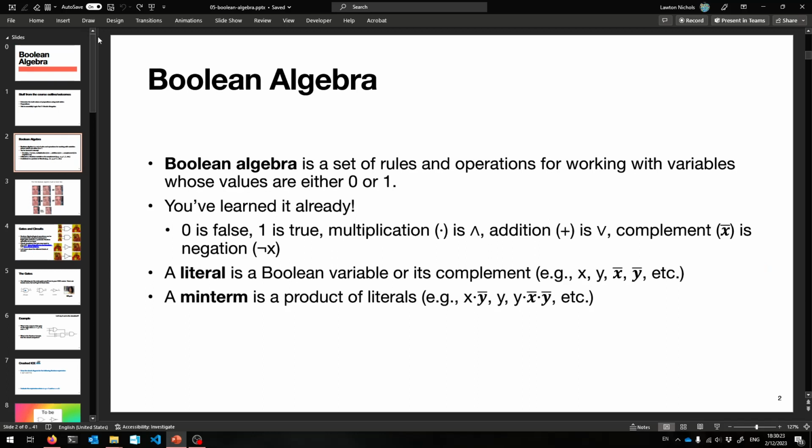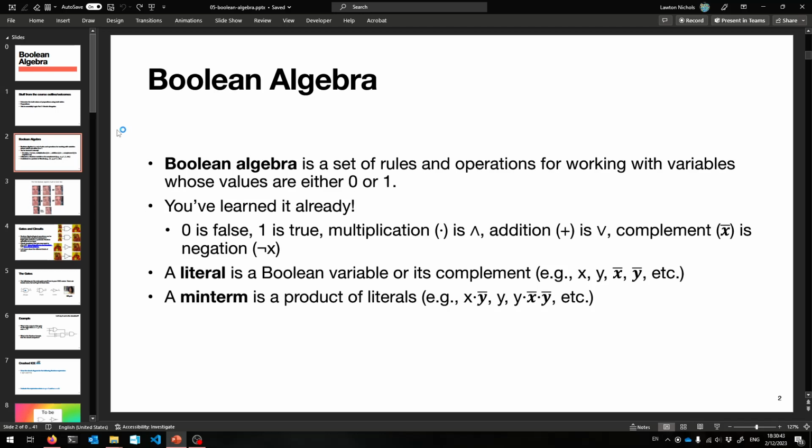So Boolean Algebra, what it is, it's just a bunch of rules and operations, because that's what normal algebra is, right? It's just a bunch of ways of solving equations and using variables. Well, Boolean Algebra is when you're using Boolean variables and Boolean values. So a set of rules and operations for working with variables whose values are either 0 or 1.